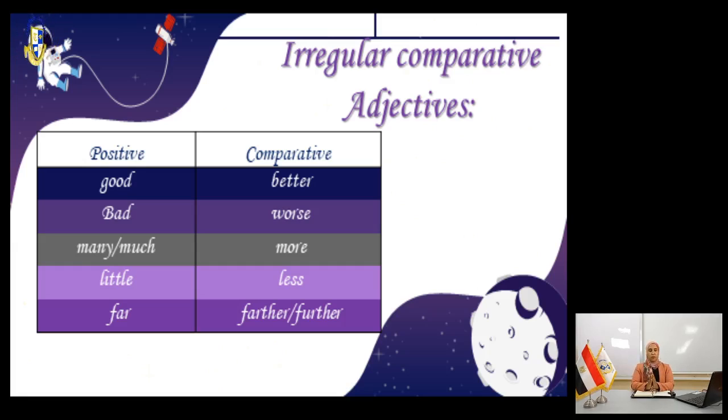Now we talked about the regular forms, the regular comparative adjectives. Here in this slide, we are going to talk about the irregular comparative adjectives. What's the meaning of irregular? That the word changes completely. It's forming a new word, not the same. Before, we just added ER, or doubled the letter and added ER, or put IER, and the stem of the adjective kept as it is. But here in the irregular comparative adjective, I'm changing the word to totally another word.